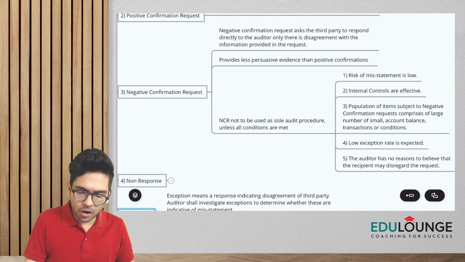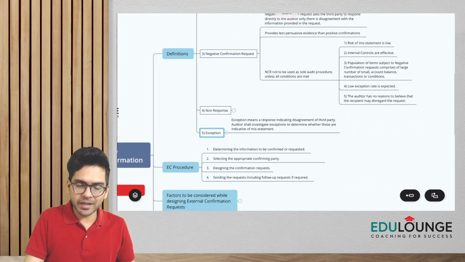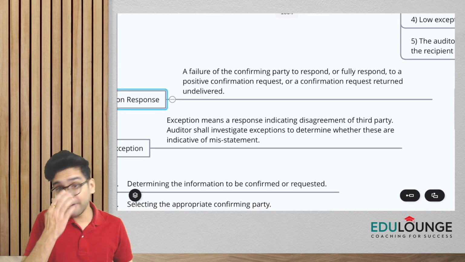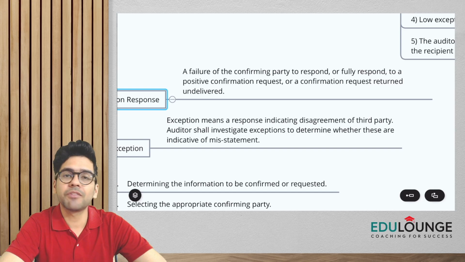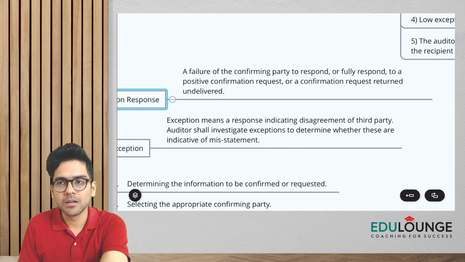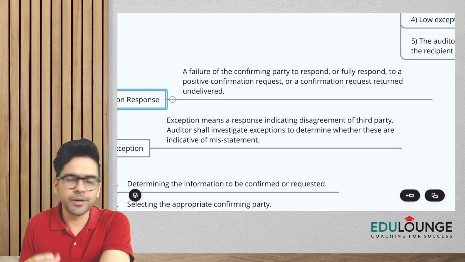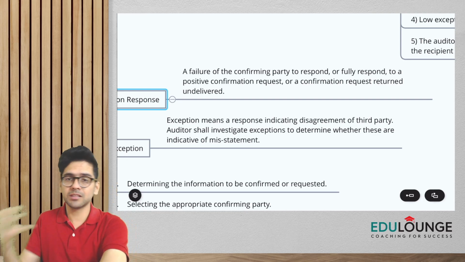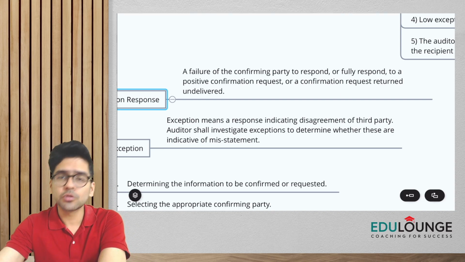Okay, all right. Now, guys, there's one more definition that I have to teach you. Non-response. Now it is very simple. What is non-response? A failure of the confirming party to respond or fully respond to a positive confirmation request. So I had sent a PCR, but they have not responded, they have not replied. So it's a case of non-response. Or I send them a letter of confirmation, but it has returned to our office undelivered. Maybe the address was wrong, or maybe the office was locked or closed, so it has come back to our office.